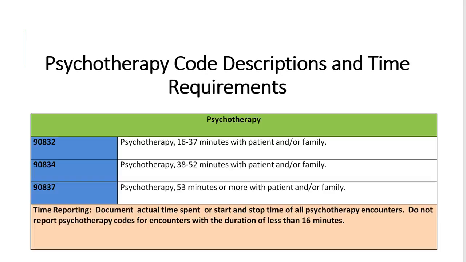Please refer to the list of codes listed: 90832, 90834, and 90837. The appropriate time is listed in the chart. Keep in mind that you cannot bill psychotherapy for encounters that are less than 16 minutes.